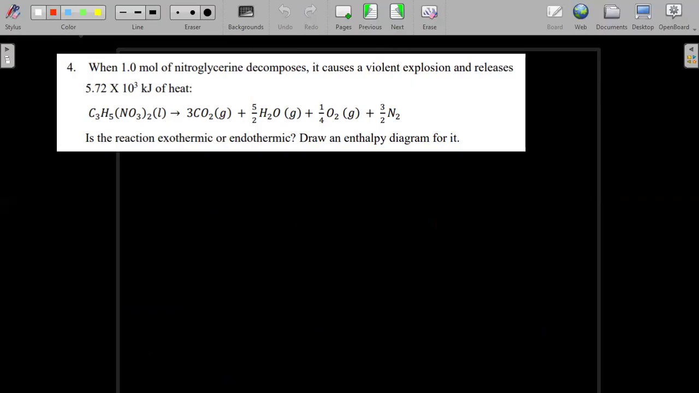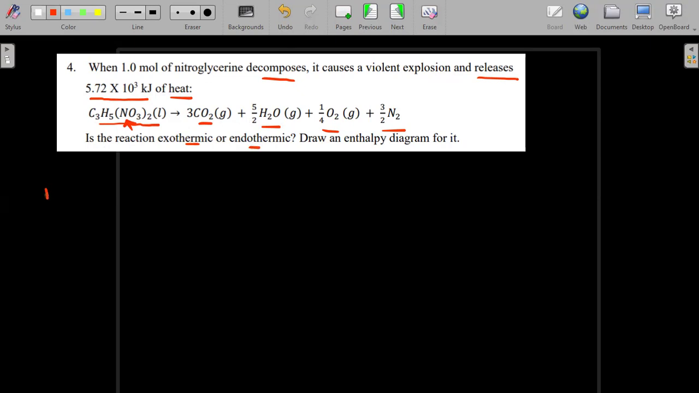We are saying that when 1.0 moles of nitroglycerin decomposes, it causes a violent explosion and releases 5.72 multiplied by 10 to the power 3 kilojoules of heat. They have given us the reaction here. We have this big compound decomposing into carbon dioxide, water, oxygen, and nitrogen. The first question is, is this reaction exothermic or endothermic?